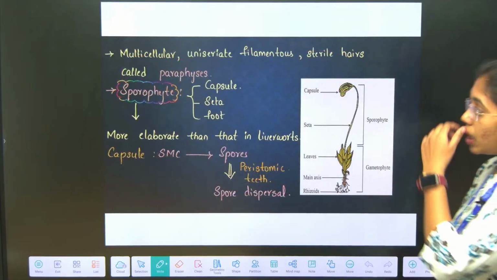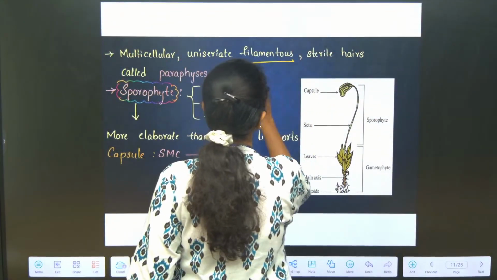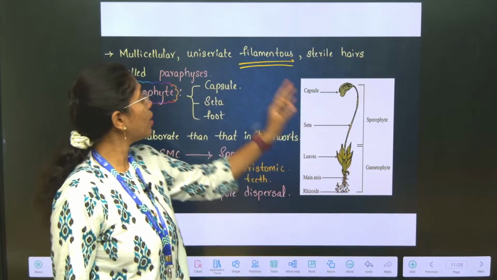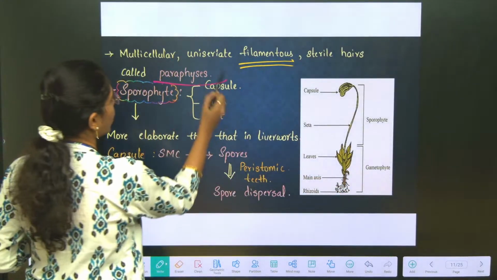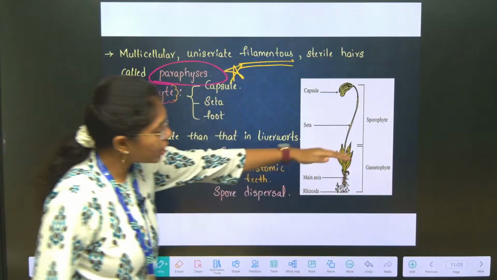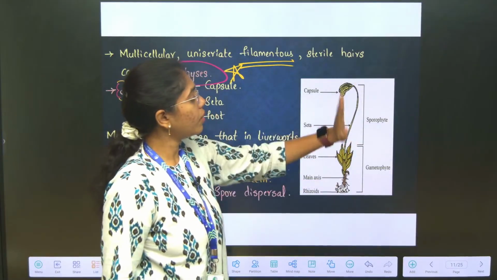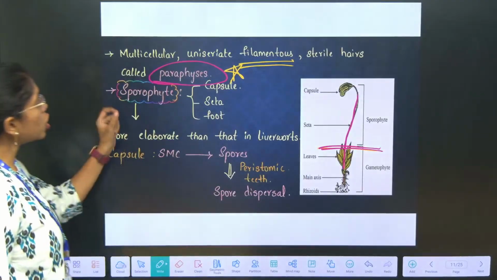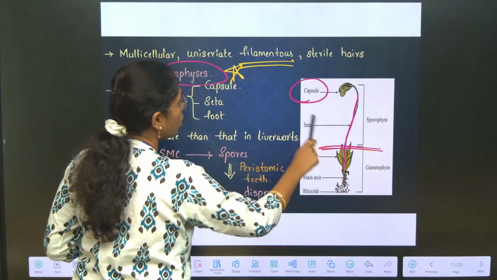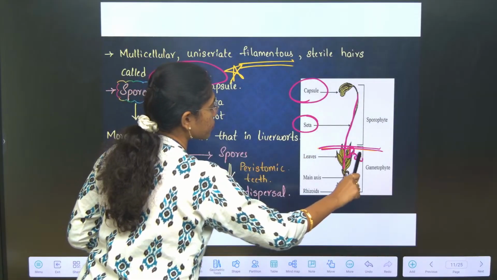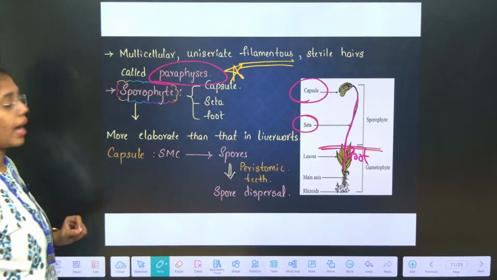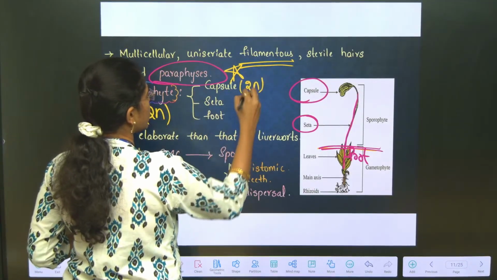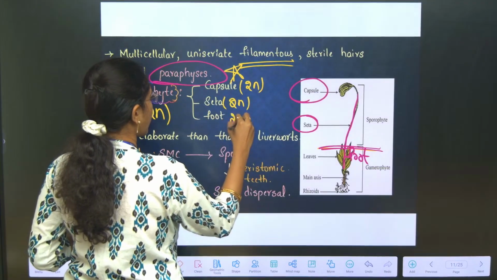Next you see, the multicellular uniseriate filamentous sterile hair-like structures present over the gametophyte are called paraphysis. Remember. From this gametophytic structure, sporophyte will arise. What is arising? Sporophyte is arising. This sporophyte has capsule, seta and foot. Sporophyte is diploid and it has capsule, seta and foot.